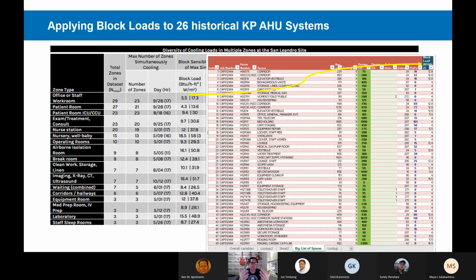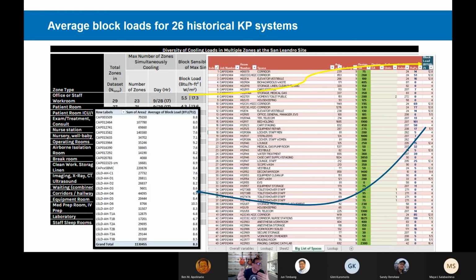So what we did was merge that data together, take the diversified block loads and merge them with this data. That gives us an idea of what these overall systems should look like in a set of KP buildings, a set of 25 air handling projects. So what's the range of diversified space load that we should expect to incur? You can see the biggest number on that list is about 10.5 BTU per square foot. And yes, that is the system that has operating rooms. And then the lowest number on the list is 6.7 BTU per square foot.